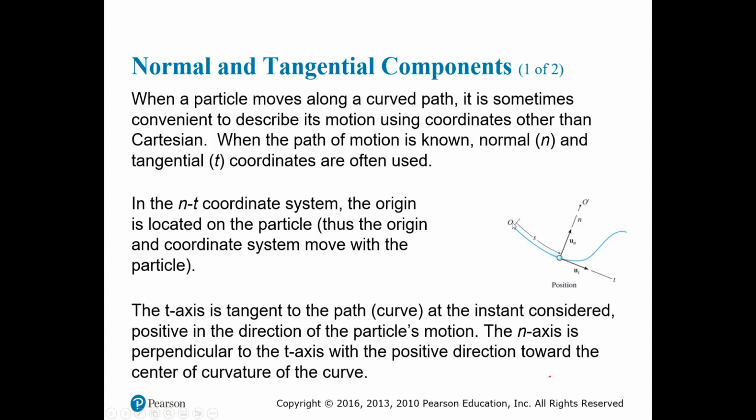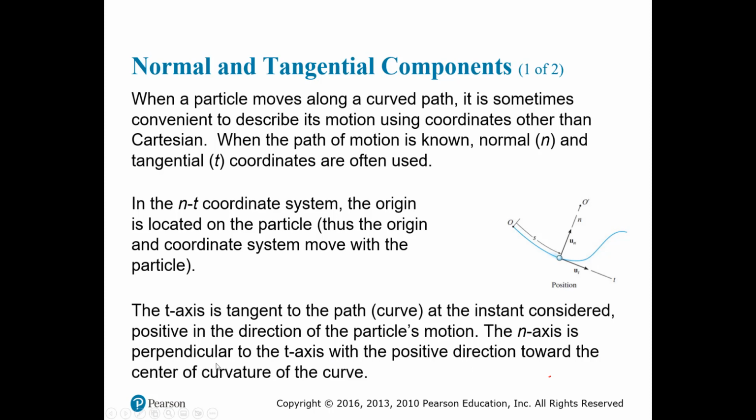So what they're telling you is that you have an origin right here, but when you get into the particle itself, you will have to place a normal and tangential axis, a new one that will be called O prime, and that one will be moving with the particle. So at t equals 0, that's where you have it, and then a few seconds after that, you will see it right here. That system will move with it. The t-axis is tangent to the path at the instant considered. So if it's right here, this is the tangent, and then if it's right here, then it'll be another point.